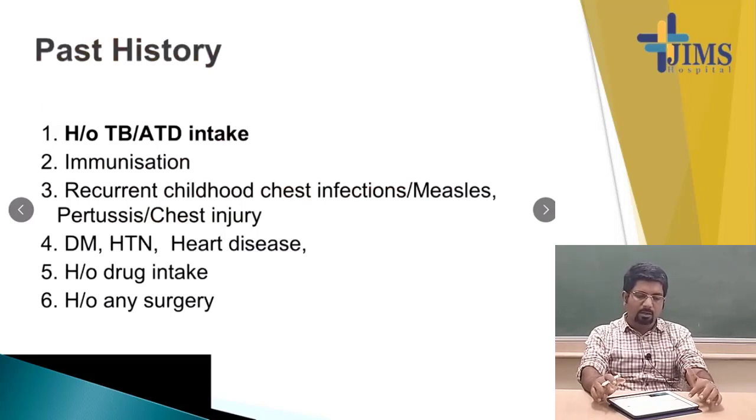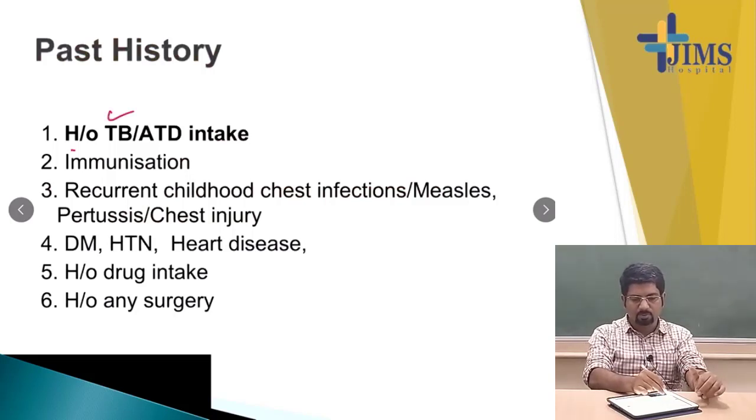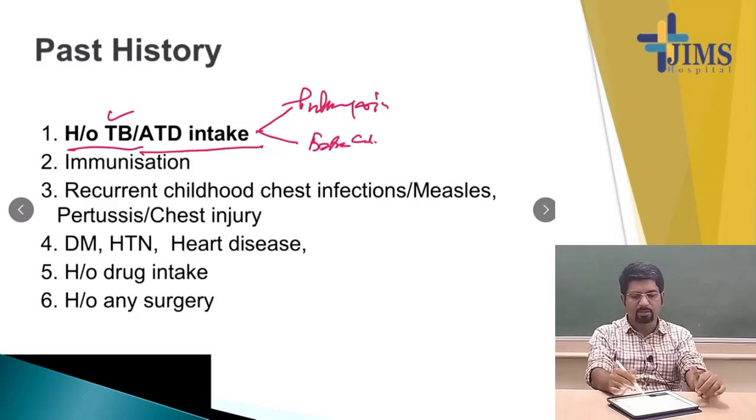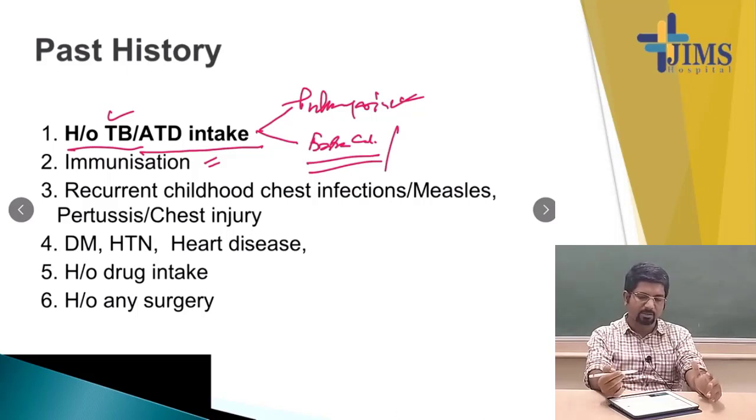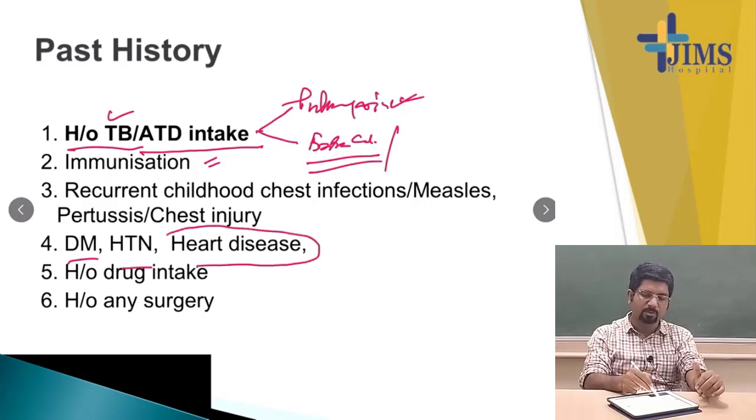Now come to the past history. Past history is very important in pulmonary medicine, that is, the history of tuberculosis or any past history of ATD intake. It may be of two types, pulmonary origin or extrapulmonary cases. That means the patient may have taken anti-TB medicine for pulmonary disease or pleural effusion, or extrapulmonary like abdominal or lymph node tuberculosis. Immunization history is very important because recurrent childhood infection may result in bronchiectasis. Also diabetes, hypertension and heart disease are very important.